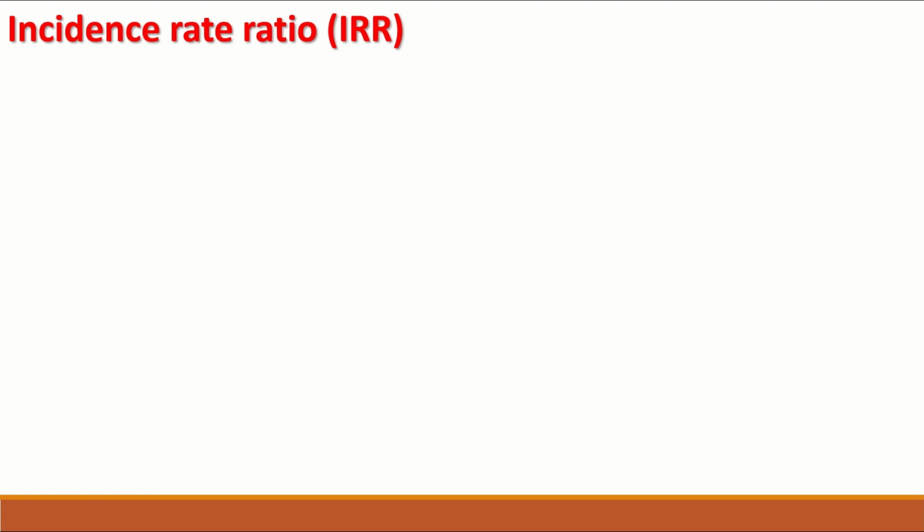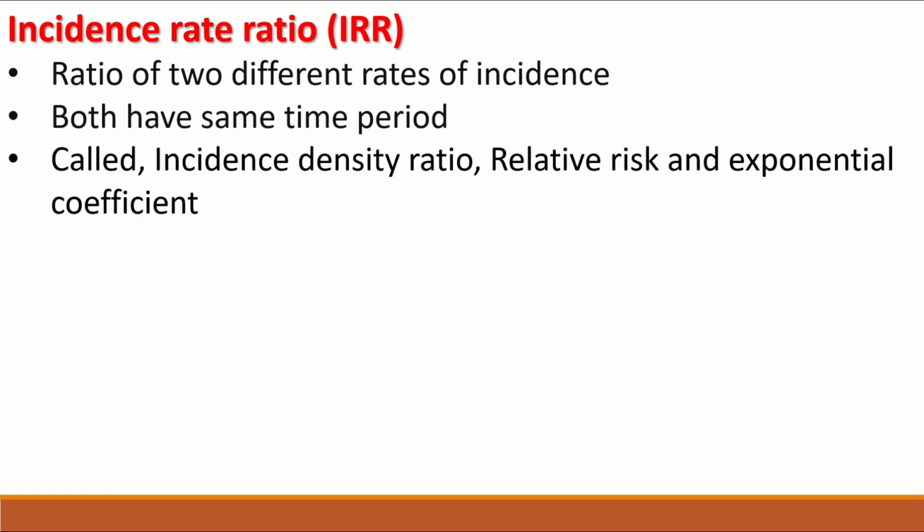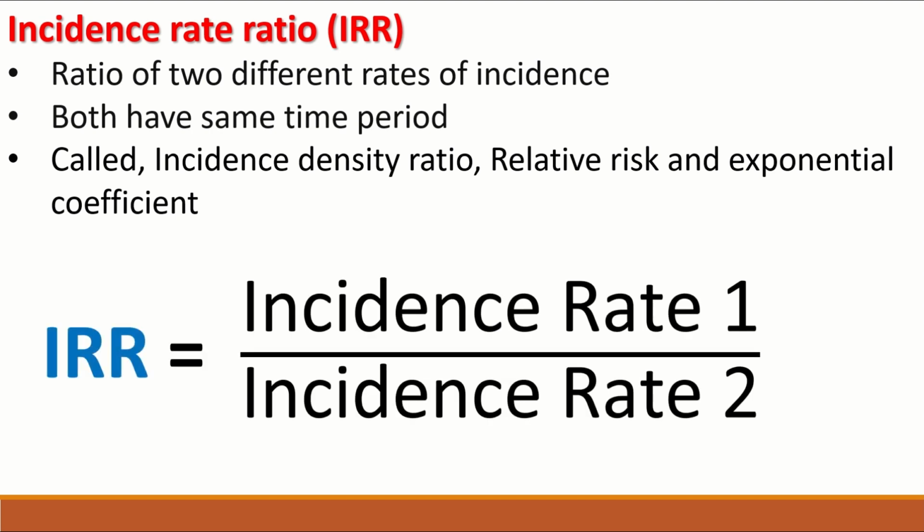That drives us to define the incidence rate ratio, IRR, which is the ratio of two different incidence rates, both over the same period of time. Sometimes it's called the incidence density ratio or relative risk, and it is represented in the Poisson regression output as an exponential coefficient. The formula for calculating the IRR is incidence rate 1 divided by incidence rate 2.